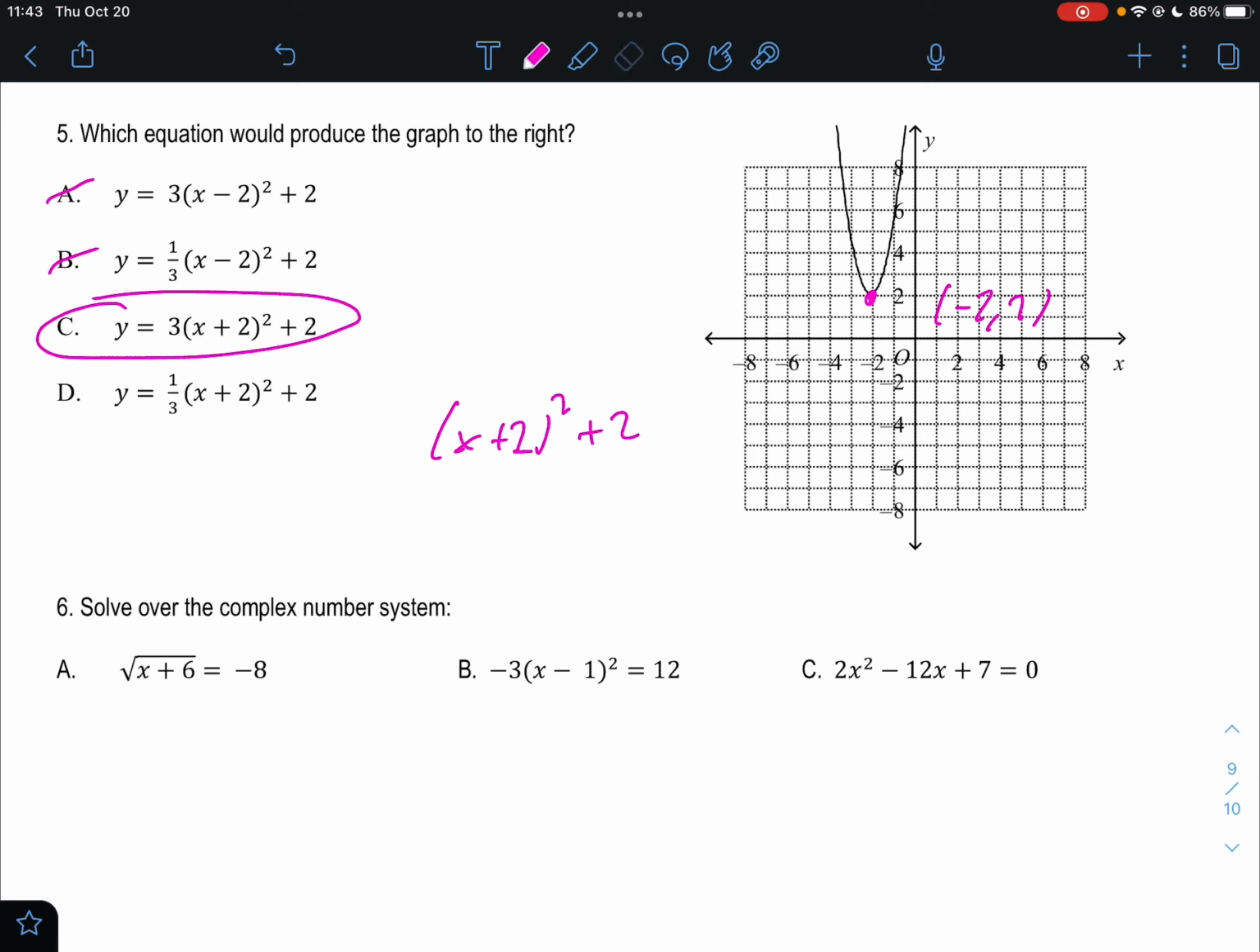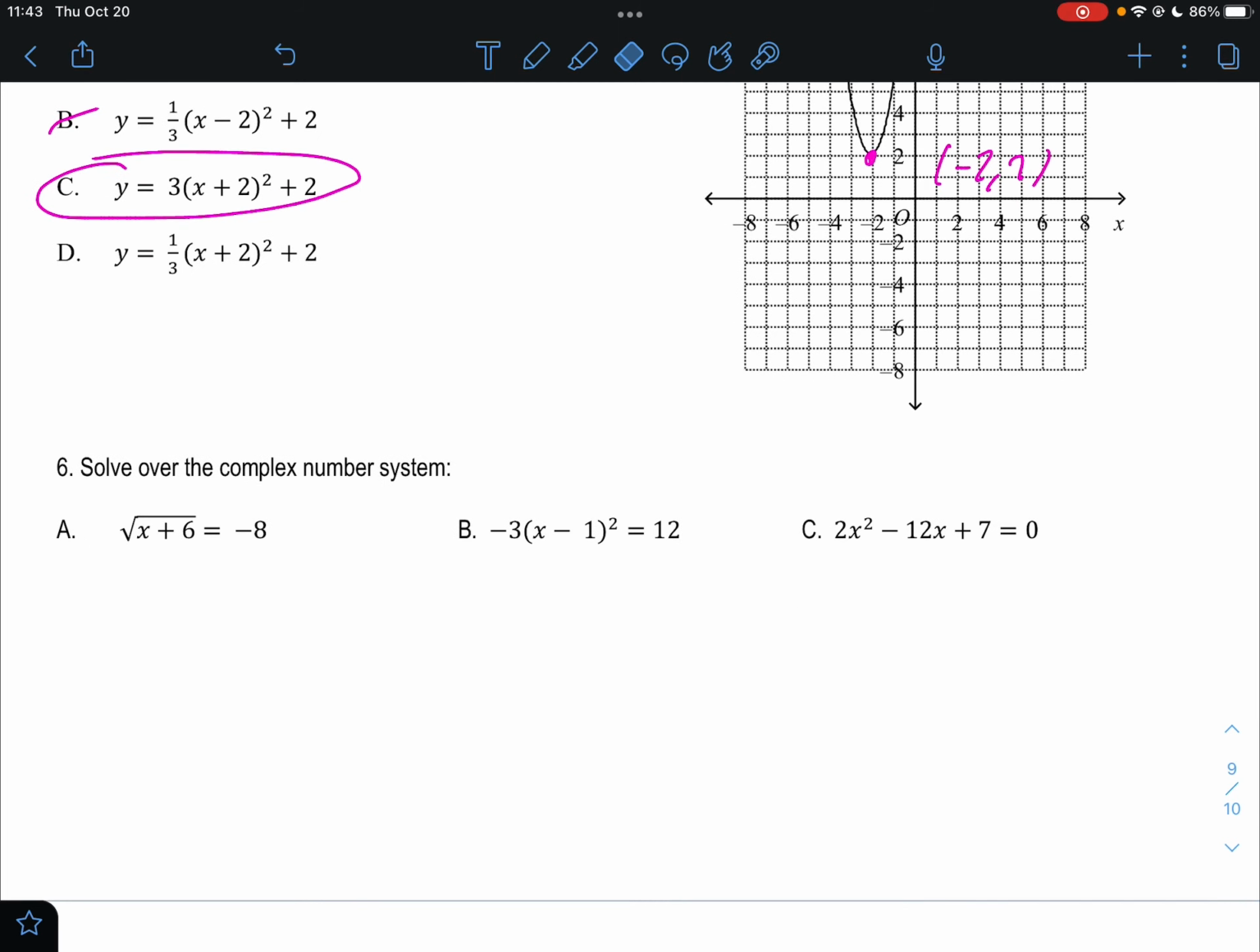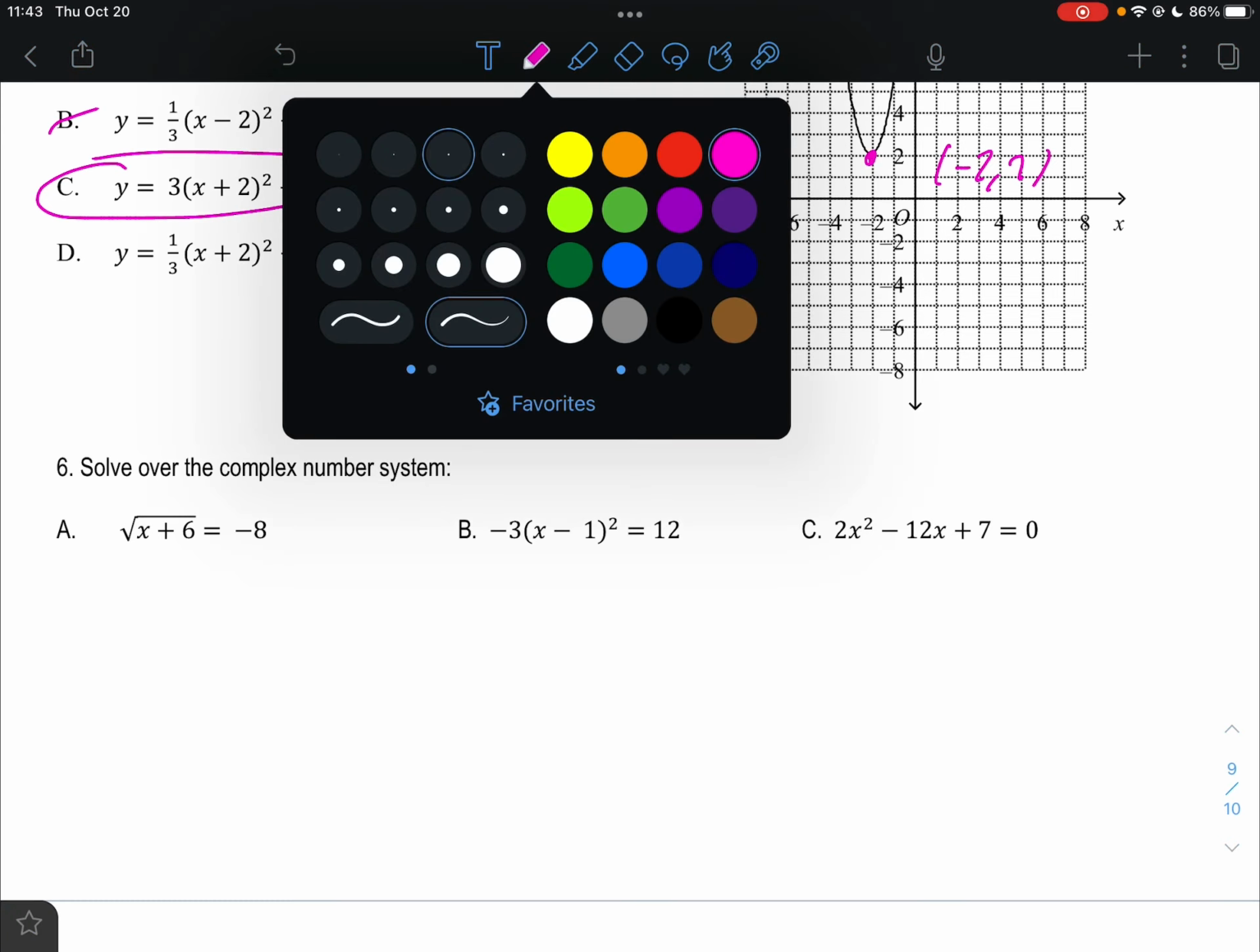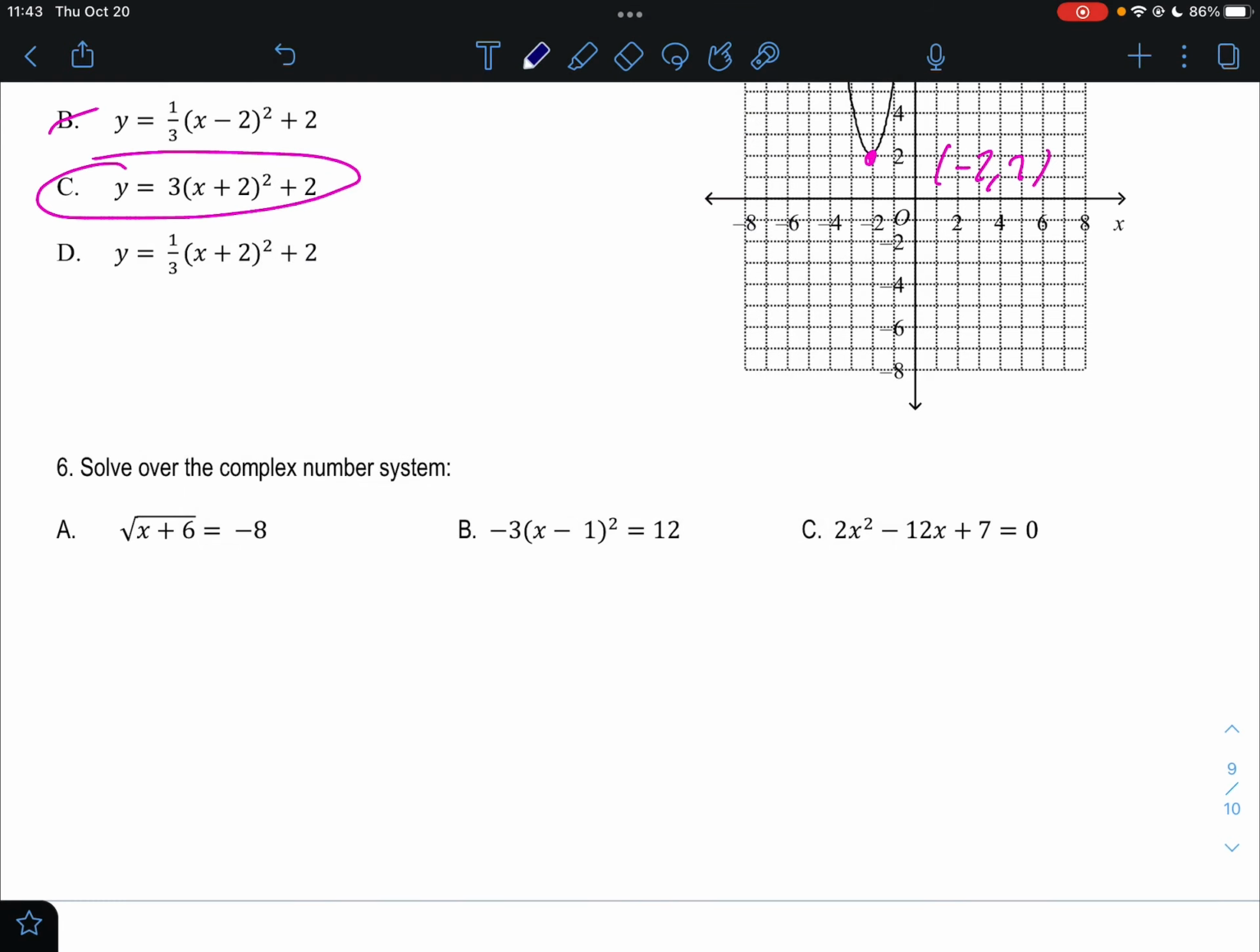Our last three problems here are just some practice solving over the complex number system. I would suggest at this point you pause the video, try these three problems just for practice. Come back when you are done to go over our answers.